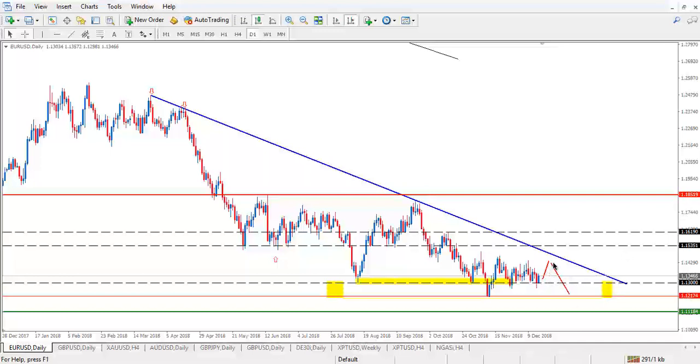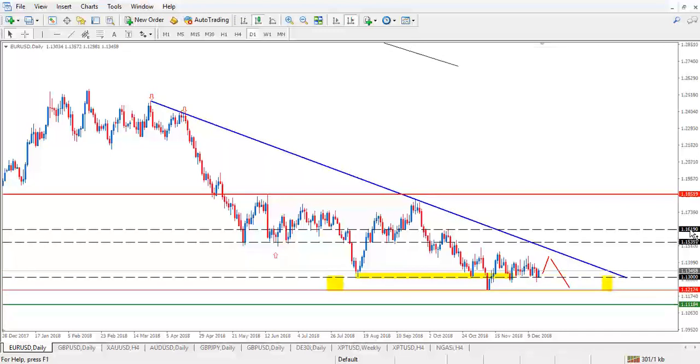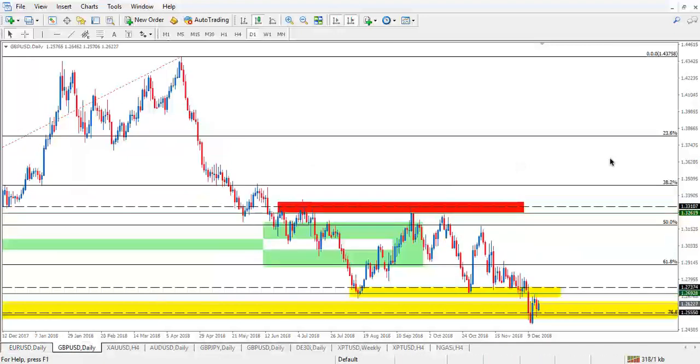So waiting for the pair to reach the downtrend line would be the very interesting entry point where we can enter the market. The pair goes up to reach the downtrend line, shows some bearish evidence, then we can go short, targeting the level of 1.13, 1.1217 during this week.